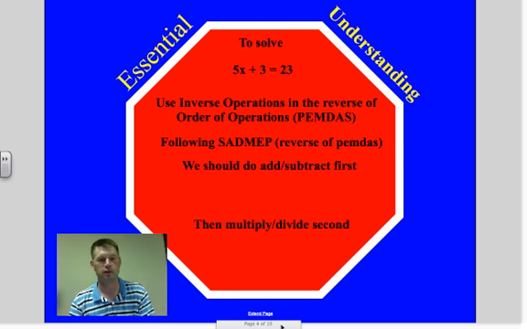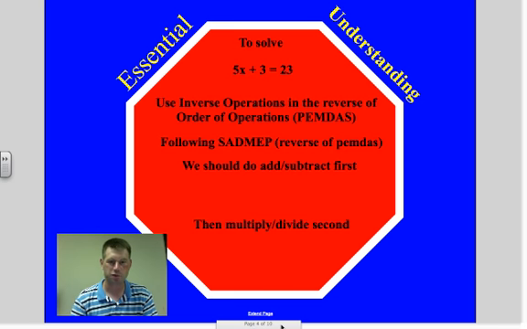Okay, essential to your understanding, to solve, for example, 5x plus 3 equals 23, you must use the inverse operations in reverse of the order of operations. Okay, so operations was PEMDAS. We have to do that in reverse. So the following would be SADMEP, as some people might say, which is just reversing the order. We have to kind of revert to doing things backwards.